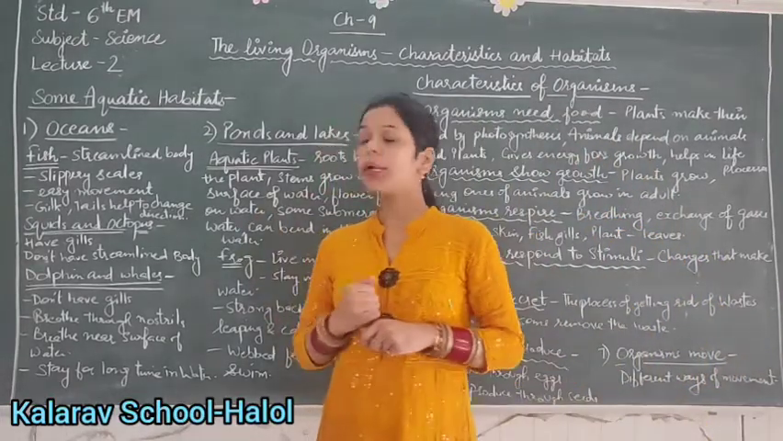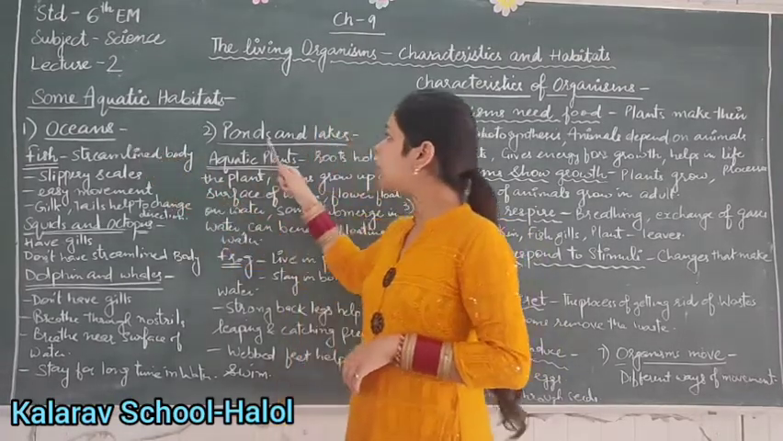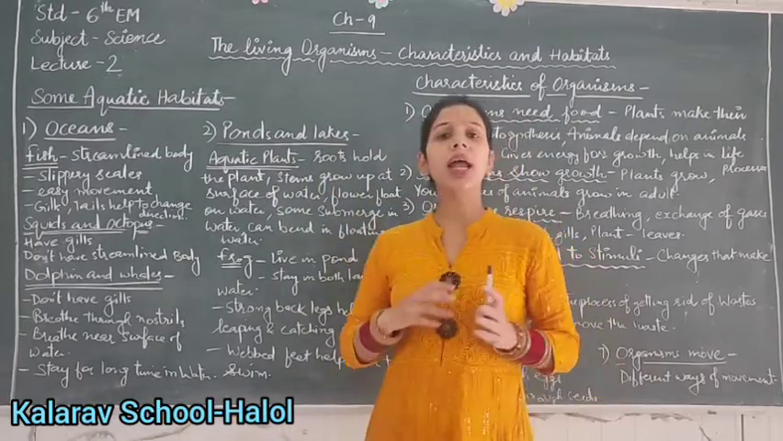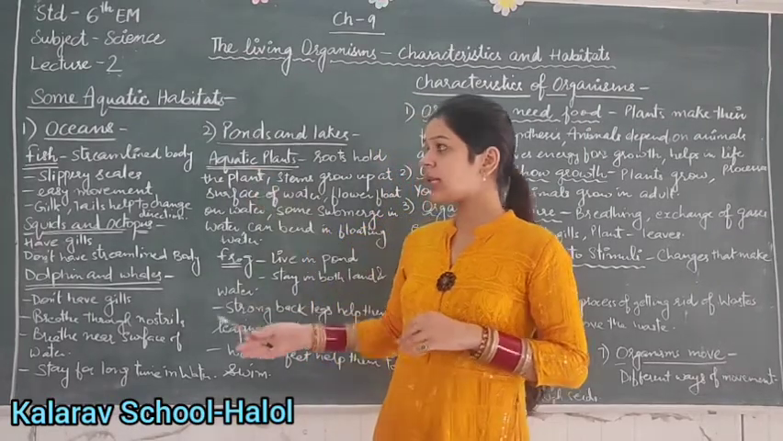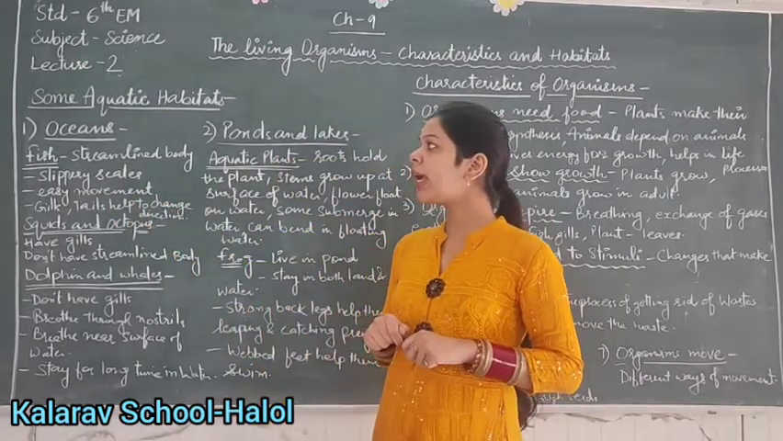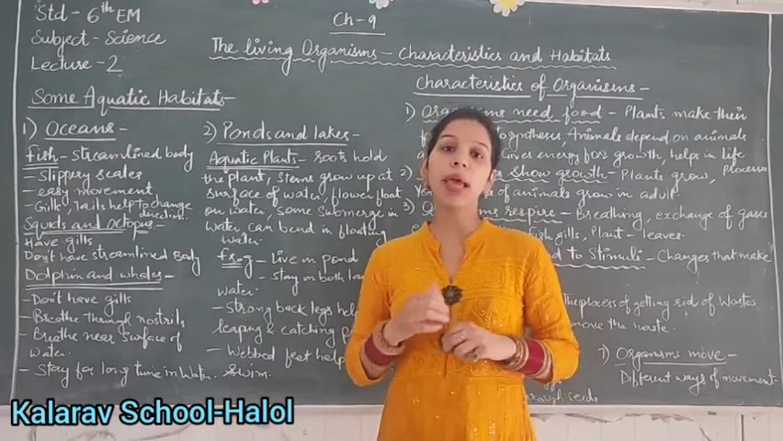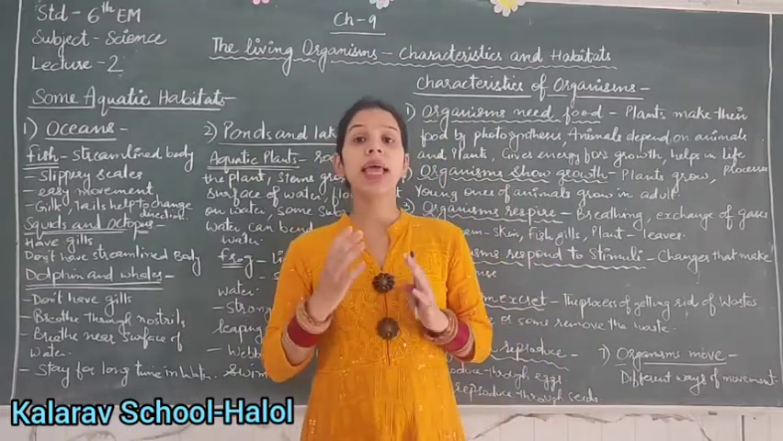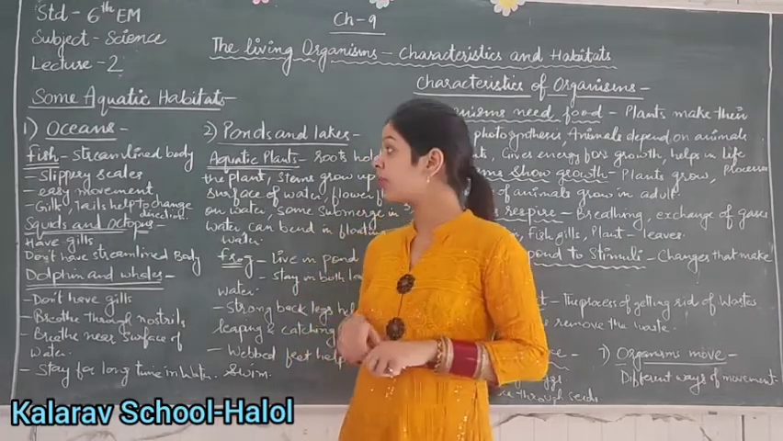Some aquatic habitats are of two types here. Number one, oceans, and number two, ponds and lakes. In oceans, a large number of plants and animals can survive, so a few are discussed here. Number one, fish. Fish have a streamlined body. They have slippery scales on their body which help them move easily. Fish have gills that help them take up the oxygen that is dissolved in water.